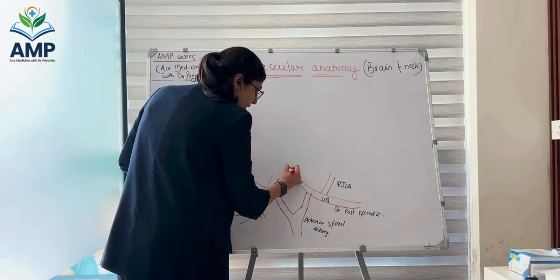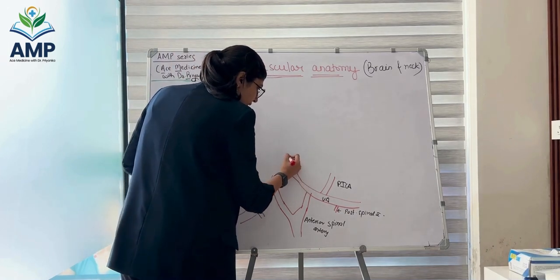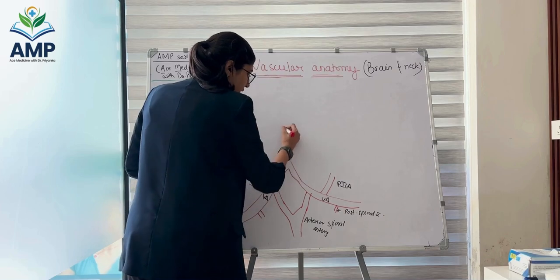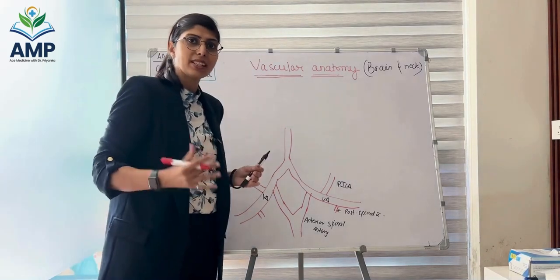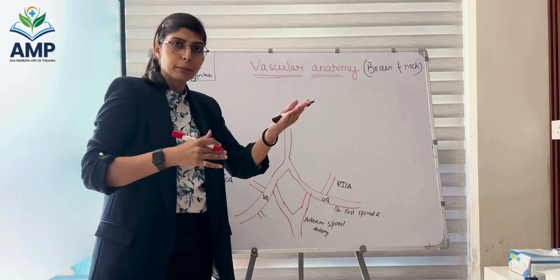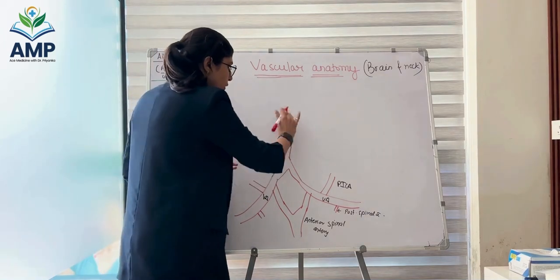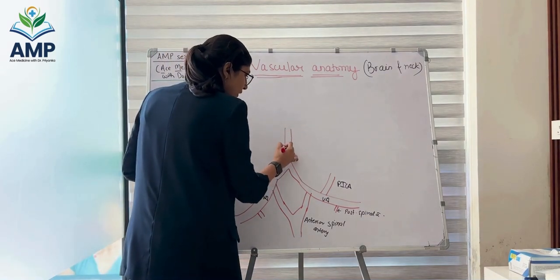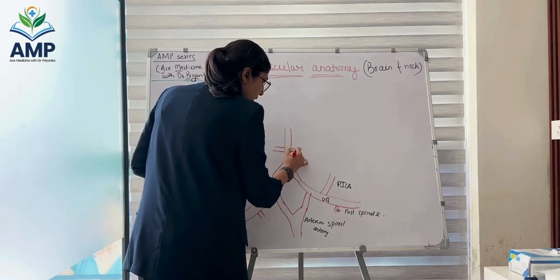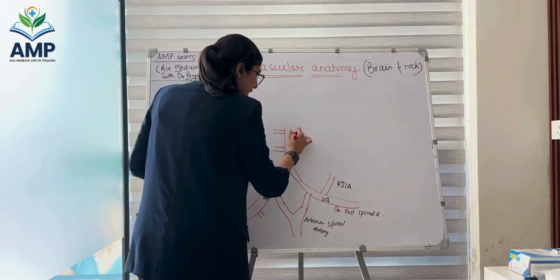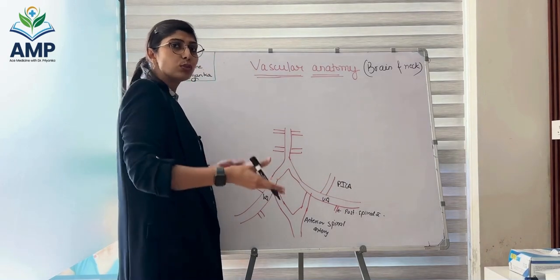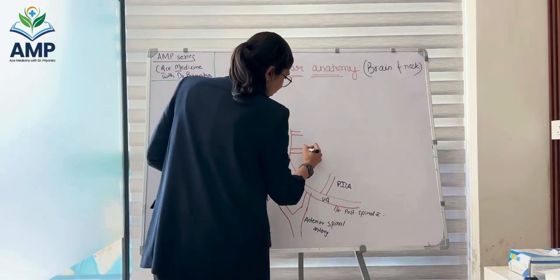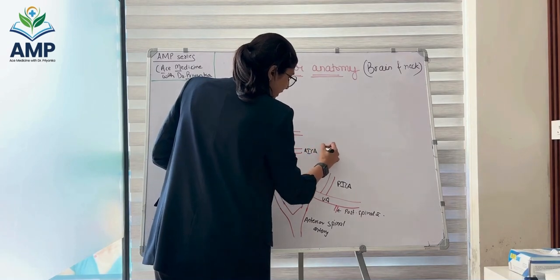We know that the vertebral arteries join each other and form a basilar trunk. The basilar trunk is crossing over the pons. Pons is a bridge between the midbrain and the medulla. Crossing over the pons, the basilar artery also gives out two branches. One is the AICA. So if there is a posterior inferior cerebellar artery, there has to be an anterior inferior cerebellar artery also. So this is the AICA.